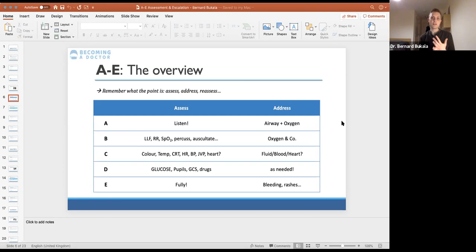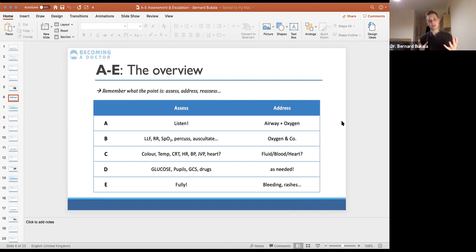So B is breathing, and here we're looking at look, listen, and feel. So if you've done that, you already know a little bit about breathing. You look at your respiratory rate, you look at your sats, you do your percussion, auscultation, and basically try to discern how is that person breathing, and are they getting enough oxygen in. How to address it? Obviously with oxygen, and you will know the escalation of oxygen as well. Start with nasal cannulae, you move on to a mask and non-rebreathe or a venturi, and then other more arcane things like high flow oxygen or CPAP, etc. And then obviously if you've done something, reassess from the beginning.